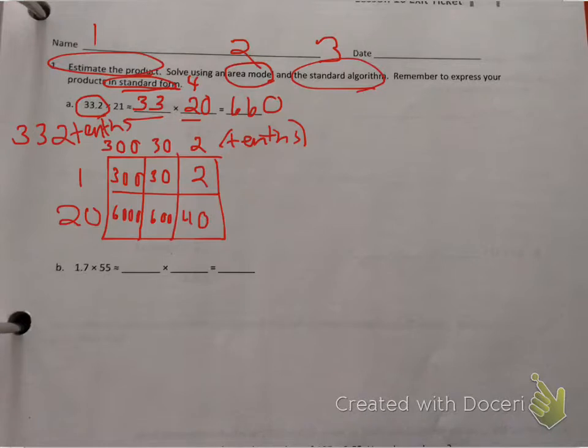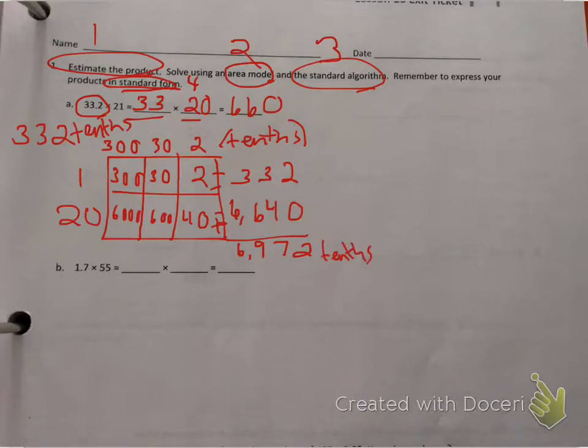Then we need to add across to get our 2 partial products. 300 plus 30 plus 2, there's only 2 in the ones place, only 3 in the tens place, and only 3 in the hundreds place. Okay? 6,640, there's zeros in the ones place, a 4 in the tens place, a 6 in the hundreds place, and a 6 in the thousands place. Right? Those are our partial products. So if we add our partial products, we get 2, 7, 9, 6,972. But remember, that's in tenths.